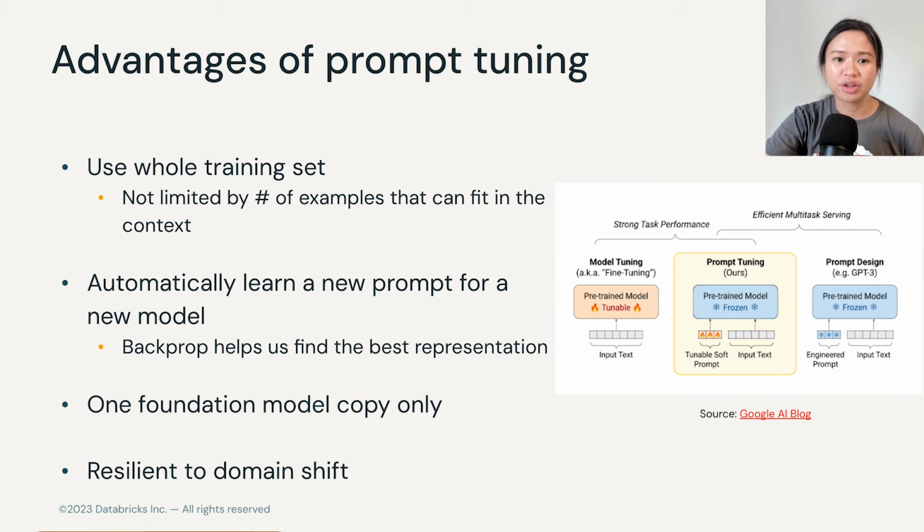Let's recap the advantages of prompt tuning. Unlike few-shot learning, where we have to do manual prompt engineering, we are not limited by the number of examples that we can pass to the model context. We also eliminate the challenge of crafting the best prompt manually. We can use backprop to ask the model to help us find the best embedding representation of the task-specific virtual prompts. We don't need to have multiple copies of the same model. We can afford to have multitask serving. And lastly, it is also resilient to domain shift.